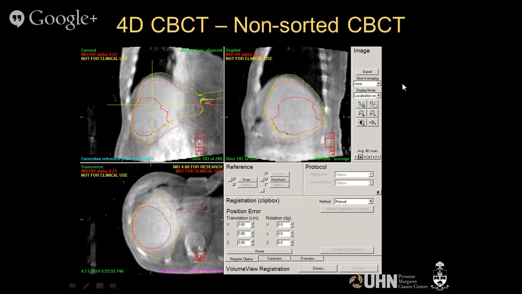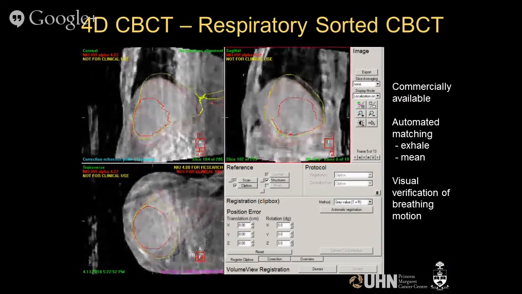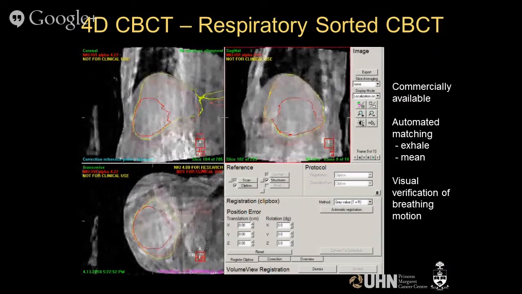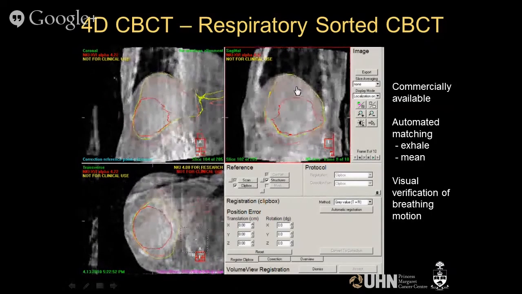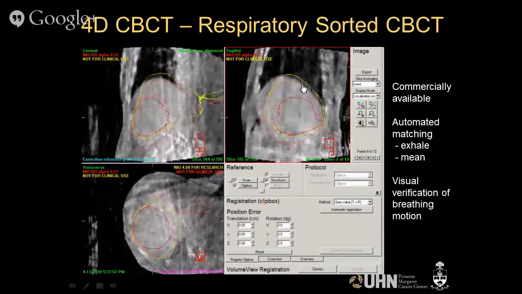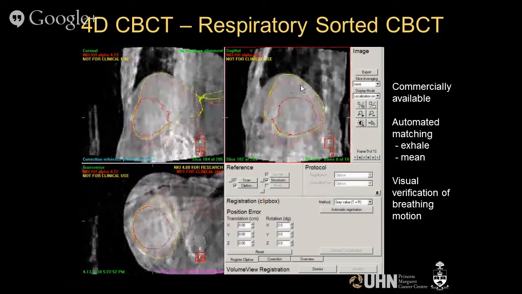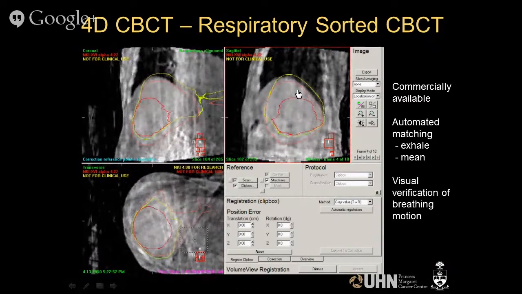This is an example of a non-sorted cone beam CT. And with respiratory sorting, you can also visualize the breathing and motion of the liver that day immediately before treatment, as seen here. The yellow is the CT at planning in exhale, the red is in inhale. So if you look closely, you can see at the treatment unit, the breathing is similar to how it was at the time of planning.